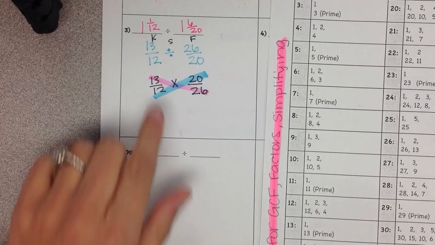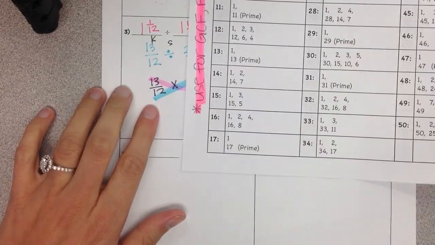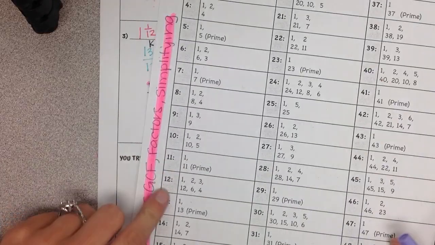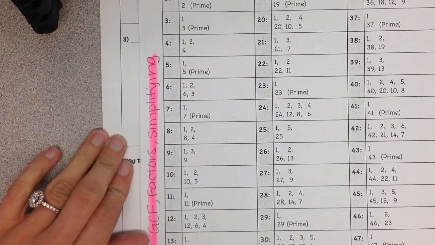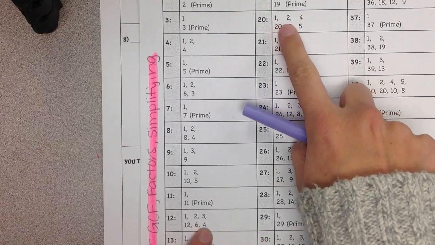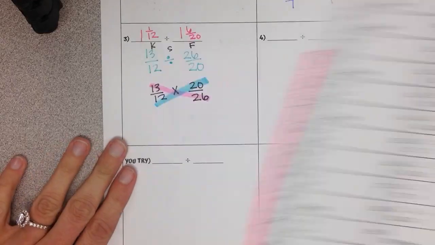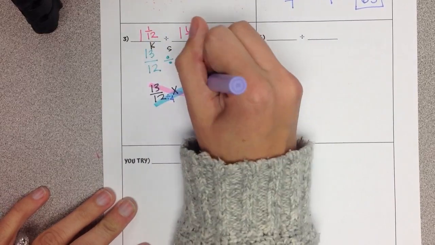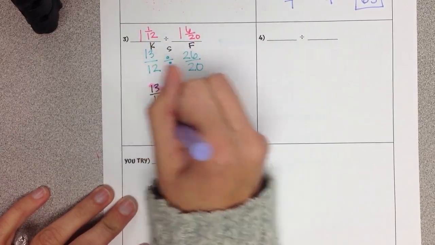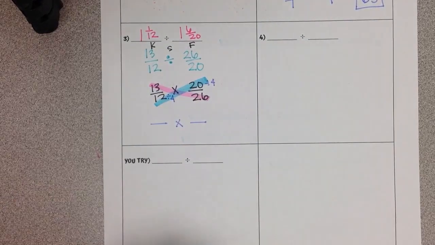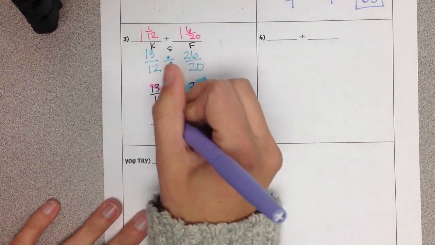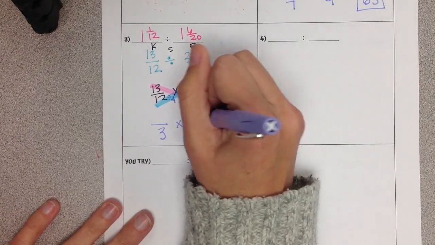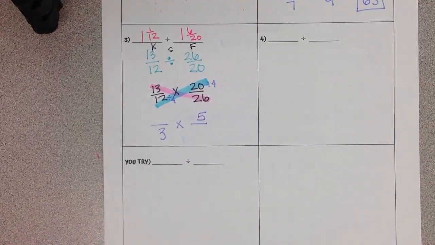Using my factor chart, so let's look at 12 and 20. So the biggest number that 12 and 20 both divide by is 4. So I'm going to show that I'm dividing 12 by 4 and 20 by 4. I'm going to set up my new blank fraction. So 12 divided by 4 is on the bottom, that equals 3. 20 divided by 4 goes on the top right, that equals 5.